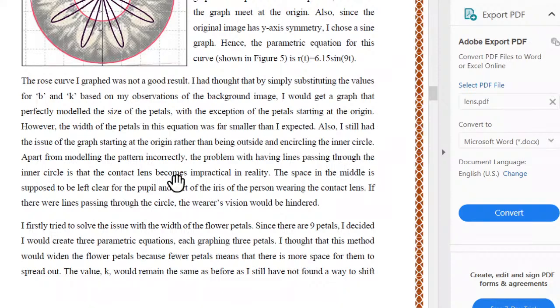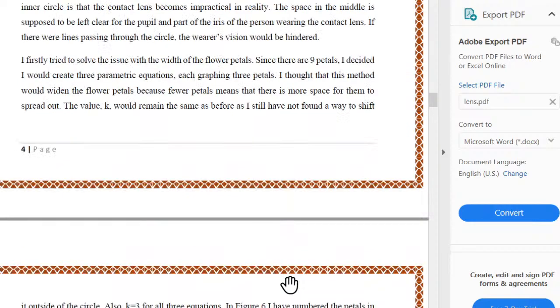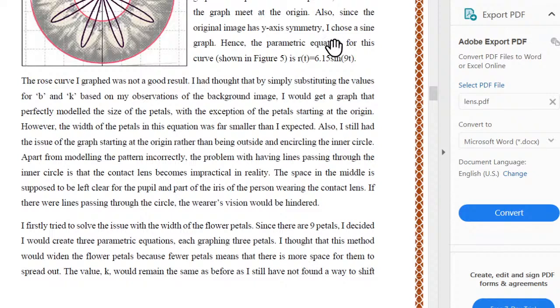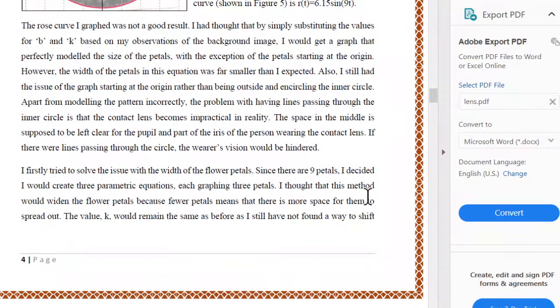Start with the origin. Again, I'll talk about that. You need to stop at the circle. Okay. There are lines passing through the circle. The wearer's vision will be hindered. Again, it's thinking about a real-life situation, for lack of a better phrase. Think about the contact lens.